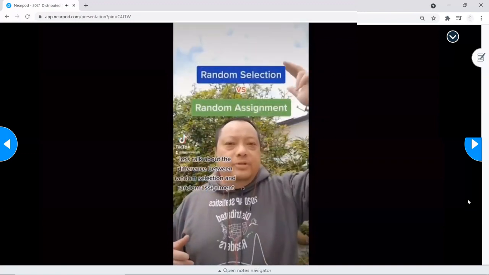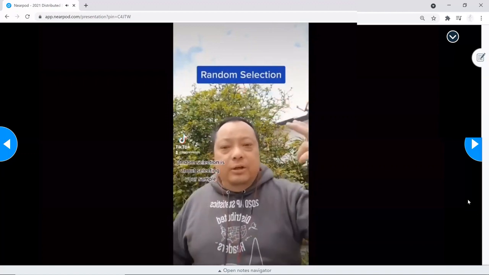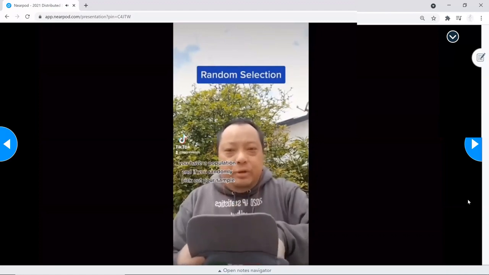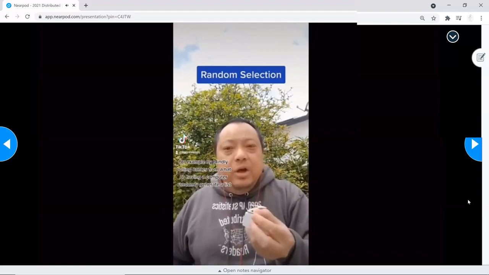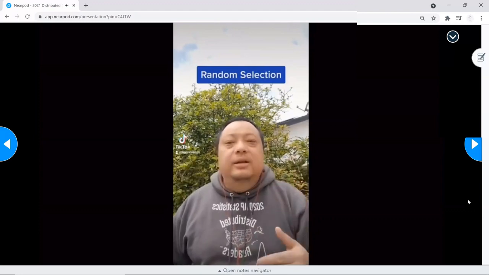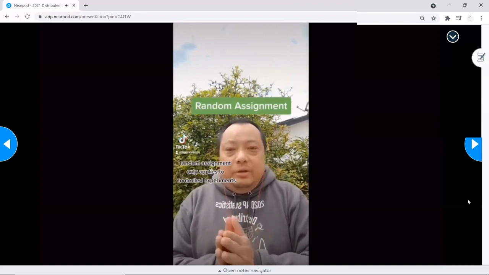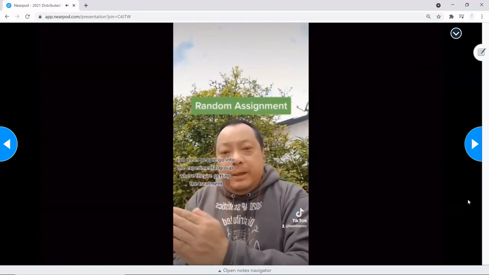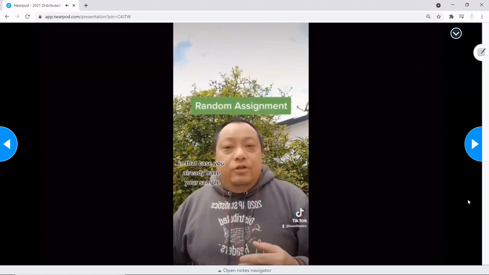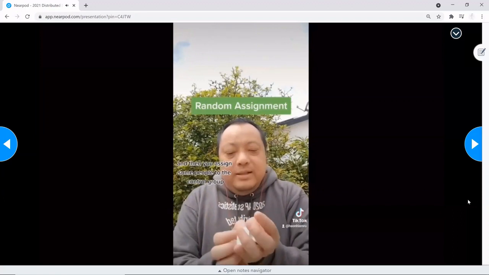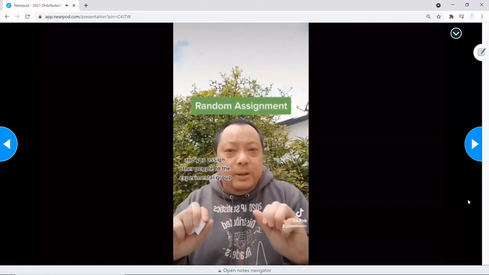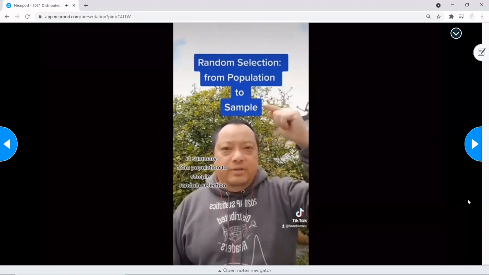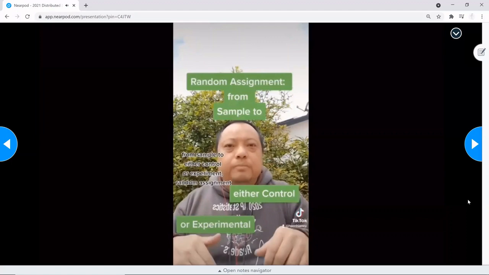Let's talk about the difference between random selection and random assignment. Random selection is about selecting your sample. So you have a population, and if you randomly pick out your sample, for example, by blindly pulling names from a hat or having a computer randomly generate a list, that's random selection. Now, random assignment only applies to controlled experiments where some people go into a control group where they're getting the placebo and other people go into the experimental group where they're getting the treatment. In that case, you already have your sample, and then you assign some people to the control group and you assign some people to the experimental group. That's random assignment, right? In summary, from population to sample, random selection. From sample to either control or experimental group, random assignment.